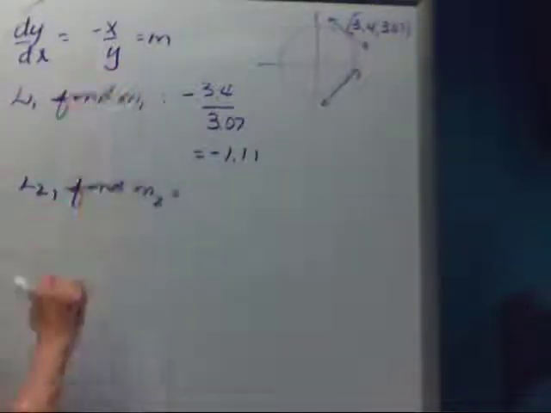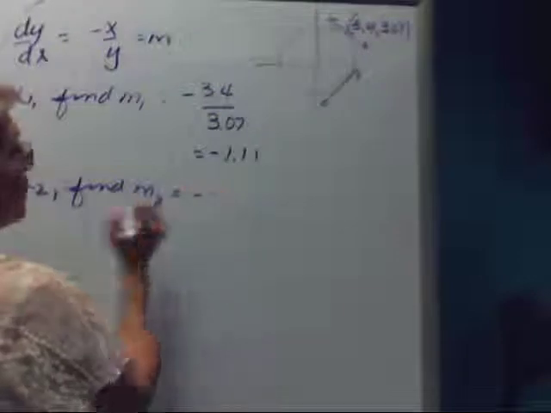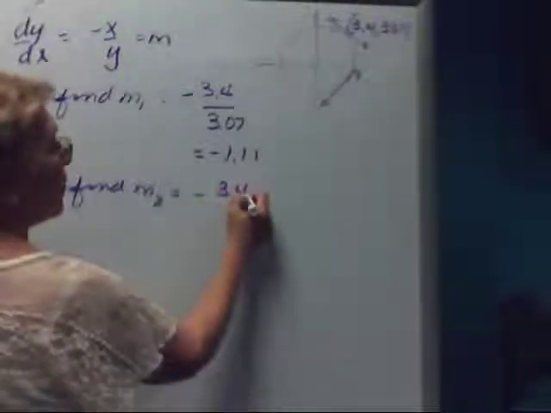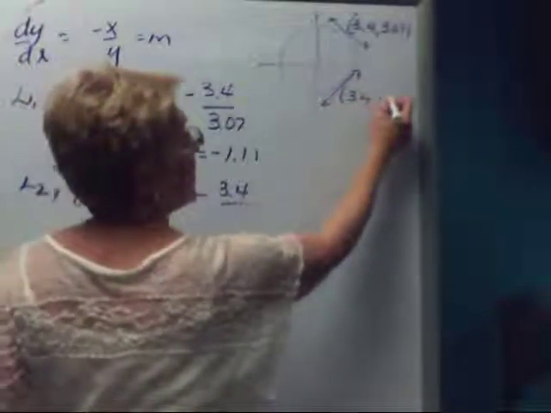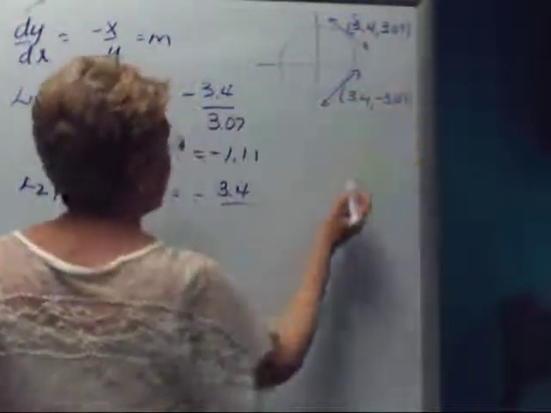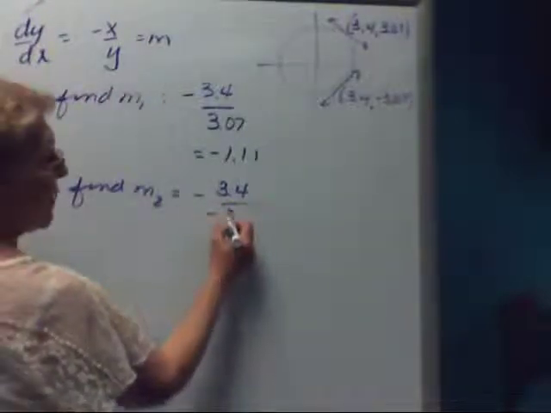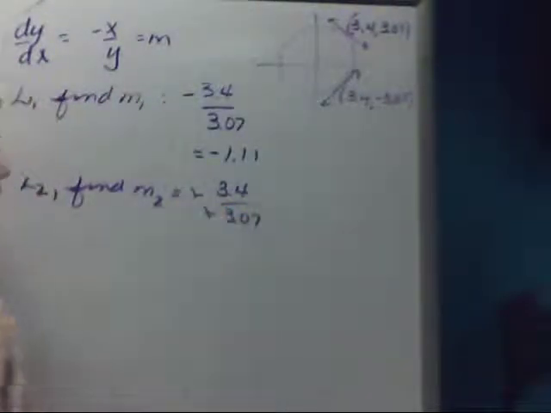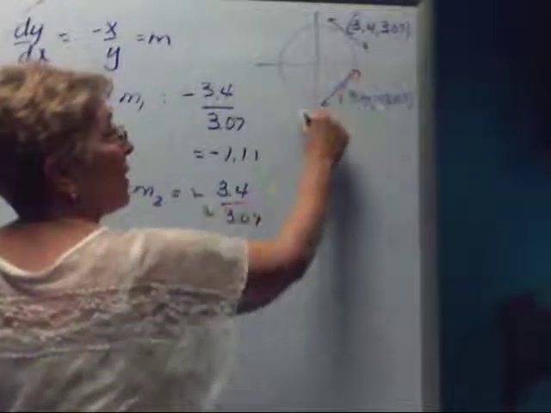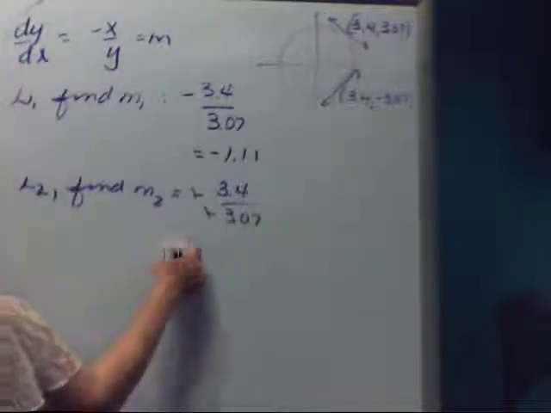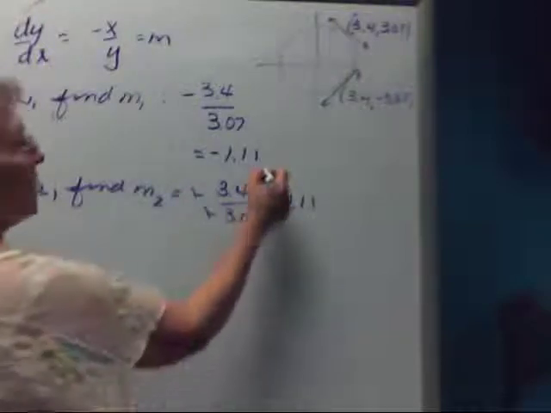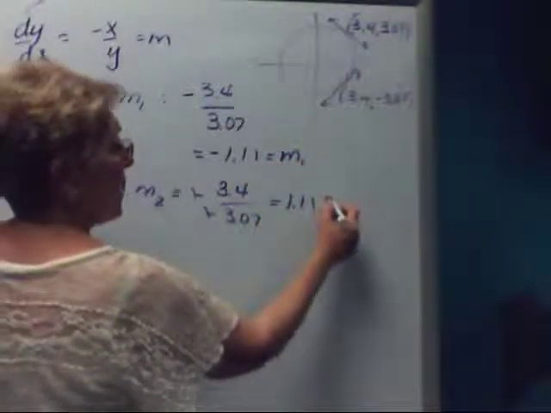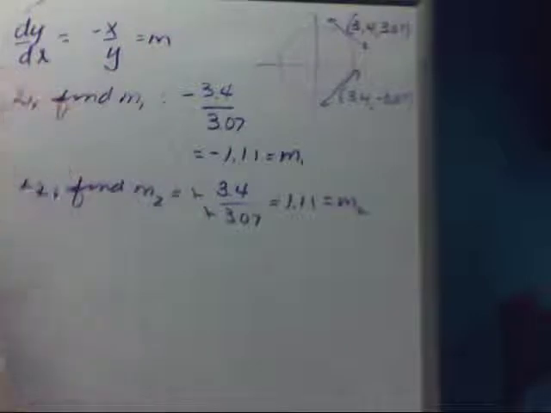And for line 2, we need to find its slope. So it's the same formula. So minus, and x is still 3.4, but now y this time is negative 3.07. So we're going to put a negative down there, and that'll give us a positive slope. And that makes sense if you look at the drawing. This one is negative slope, and this one is positive slope. And you see that's what's coming up here. Same numerical value, 1.11. So our m1 was negative, our m2 is positive.